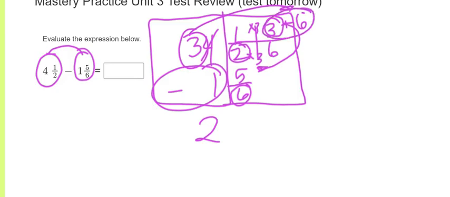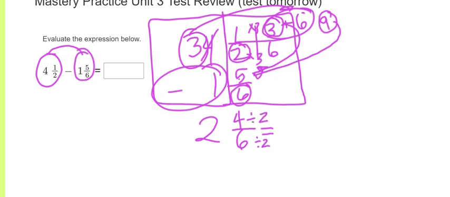So now we have 3 plus 6 is 9. And then 9 minus 5 is going to be 4. And that's 4 out of 6. And then this can be simplified by a factor of 2. So we end up with 2 and 2/3 once we subtract it.